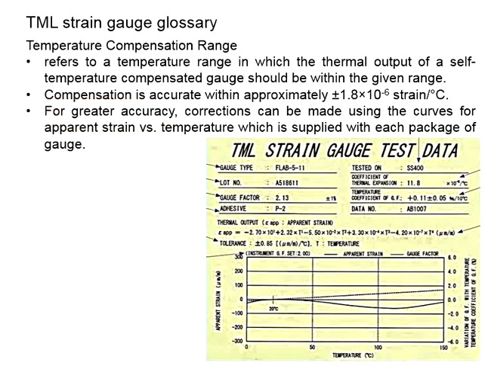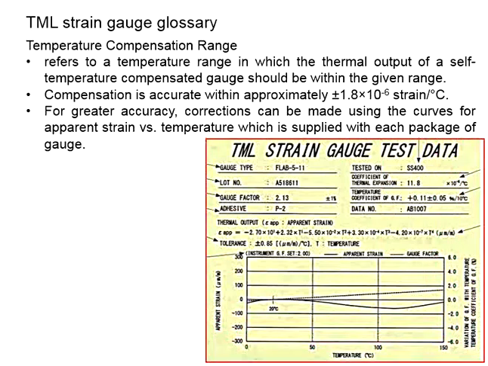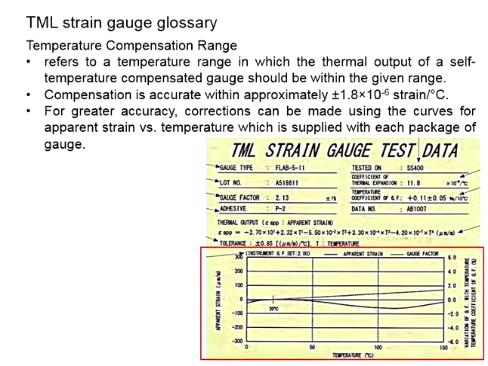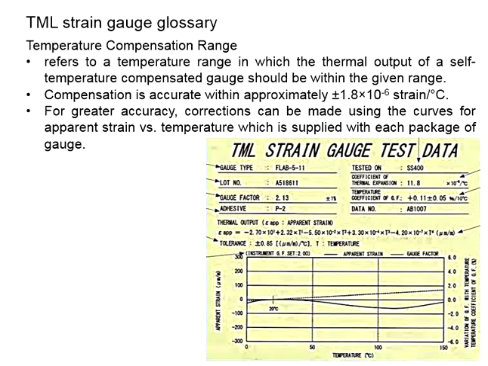Now the question is, how do you correct the strain? You may refer to the curve for apparent strain versus temperature, which is supplied in each package of gauge. In every package, there will be a piece of paper, looks something like this. There is a graph here, and this is a graph that you use to do corrections if you are measuring strain in high temperature.